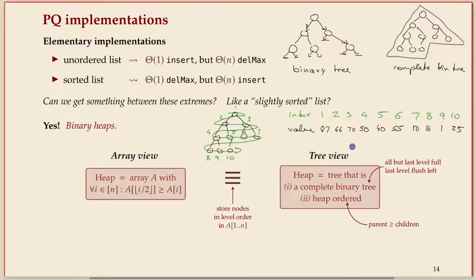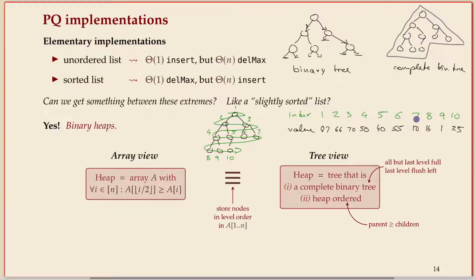I just wanted to put them here as well so that you can check. For any position, if I go to, say, position 7, if I halve 7 and round down, that's 3. So I should check 70 is bigger than 10. That sounds right. And that should be true for all the positions. And that's not really magic.